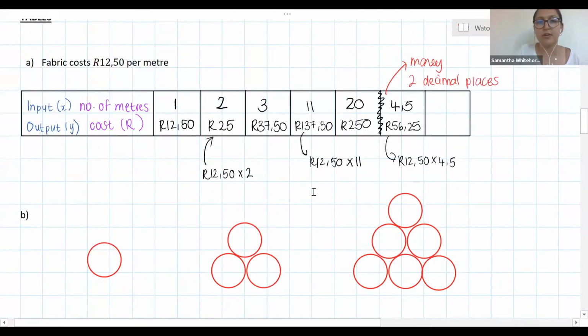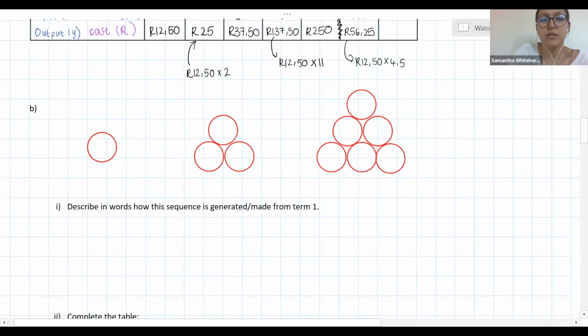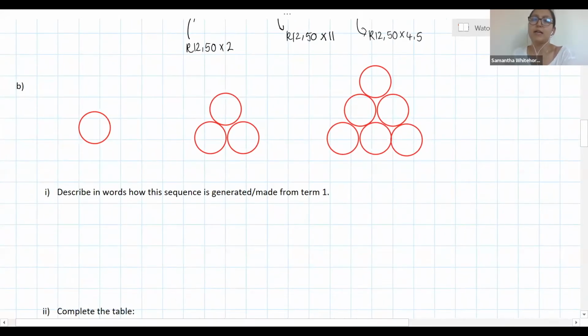Right, guys, so let's have a look at another one. Here we've got some circles. In the first picture, we've got 1 circle. In the second one, we've got 3. And in the third one, we have got 6 circles. So my first question to you is just describe in words. Tell me, how do I get from picture 1 to picture 2 to picture 3? What is the pattern? What are we seeing? How do I get from one thing to the next?